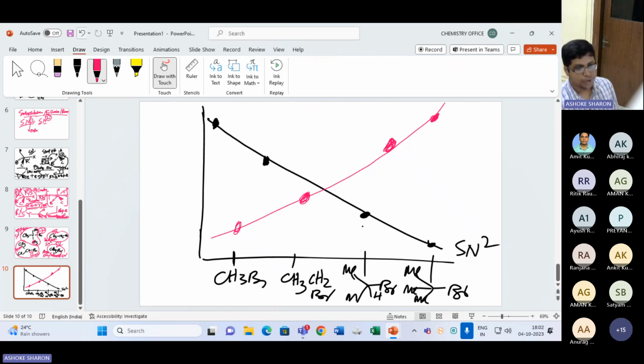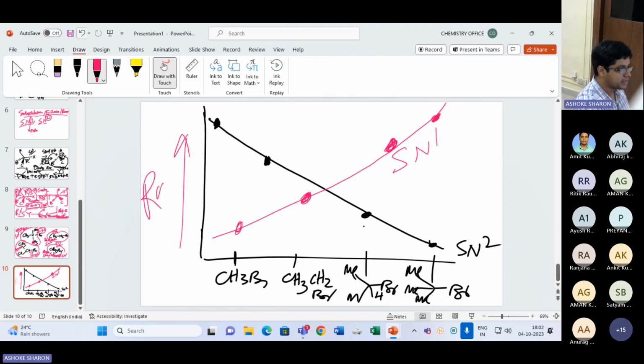Clear? So you can get the idea. This is an SN1 reaction. The direction is the rate of the substitution reaction. Clear? Rate of the substitution. So you can easily get which type of compound belongs to which particular area of the curve. Clear? There are other important factors, several factors.